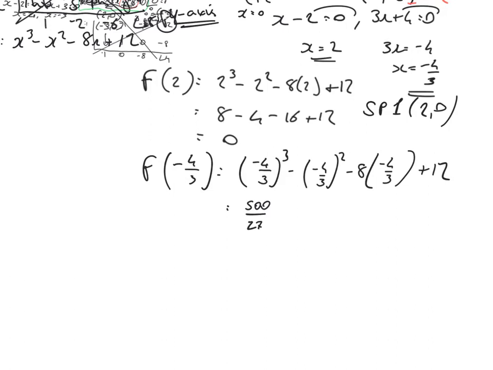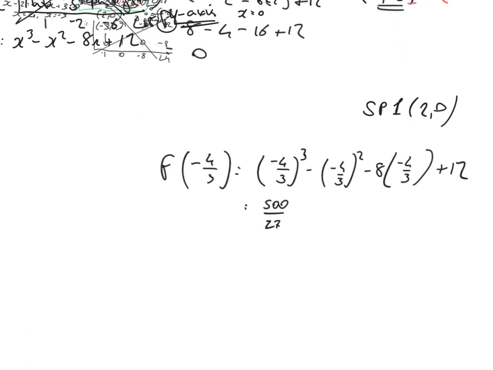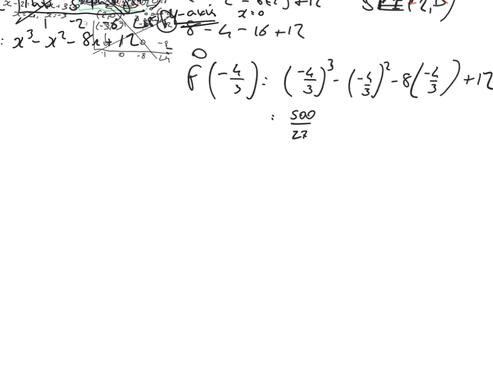Okay, I now need to go after the nature of the stationary points. So I'm going to set up a nature table. Okay, so x, f dashed x, slope. Okay, so the stationary points occur at minus 4 over 3 and 2. So I need to look before, between and after. Before minus 4 over 3, well, that could be minus 2. Between minus 4 over 3 and 2, that could be 0. And after 2, that could be 3.